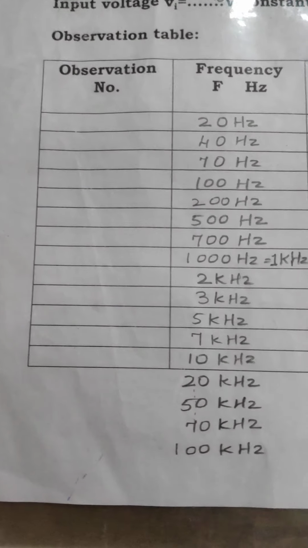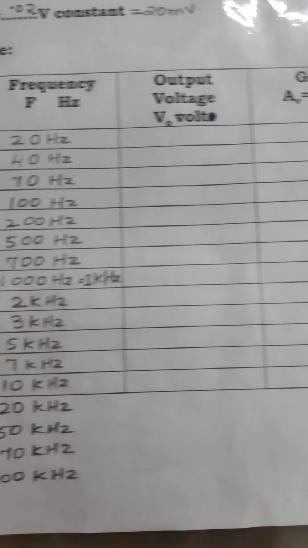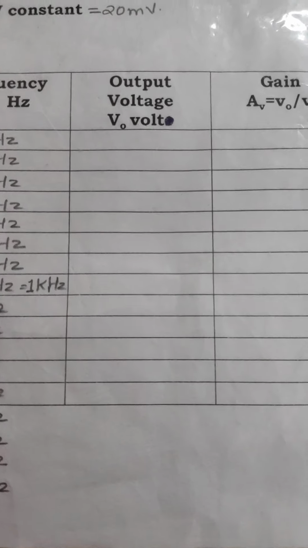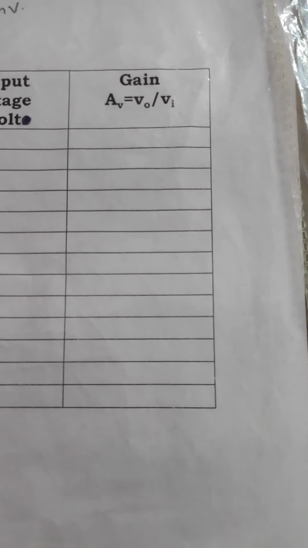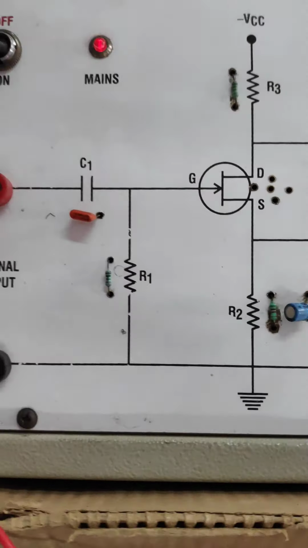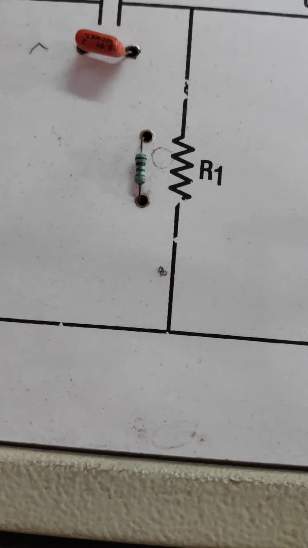This is the observation table in which you have to change the frequency, obtain the output voltage and calculate the gain with the help of this equation. The actual circuit is connected in this particular manner. The board is already given to you.